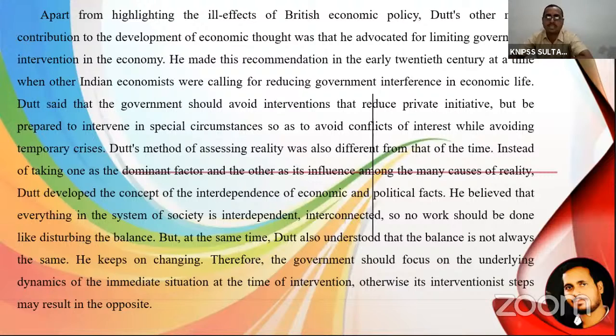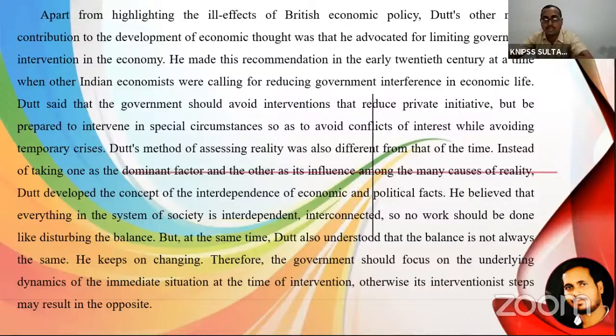Now, apart from highlighting the ill effects of British economic policies, another contribution to the development of economic thought was that he advocated limiting government intervention in the Indian economy. Datta was in favor of good administration, but he said that good administrators are those who limit interference in domestic or rural chaos. If the chaos is destructive, then the government has to intervene. If the chaos is not destructive, the government is not required to intervene.